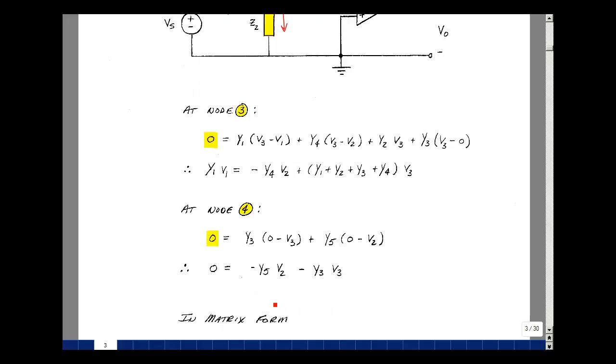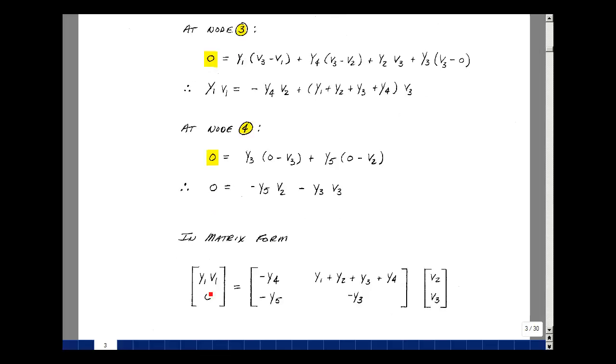Let's again arrange terms by our 2 unknowns, V2 and V3. So things that multiply V2 is a minus Y5, and things that multiply V3 is a minus Y3. This is in the matrix form, where this term is equal to this term times V2, and then this term times V3. Second equation, I've got 0 is equal to this term times V2, this term times V3.